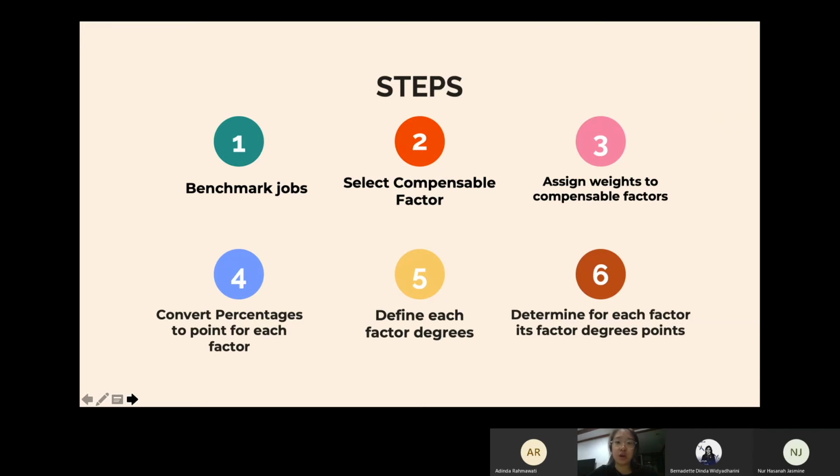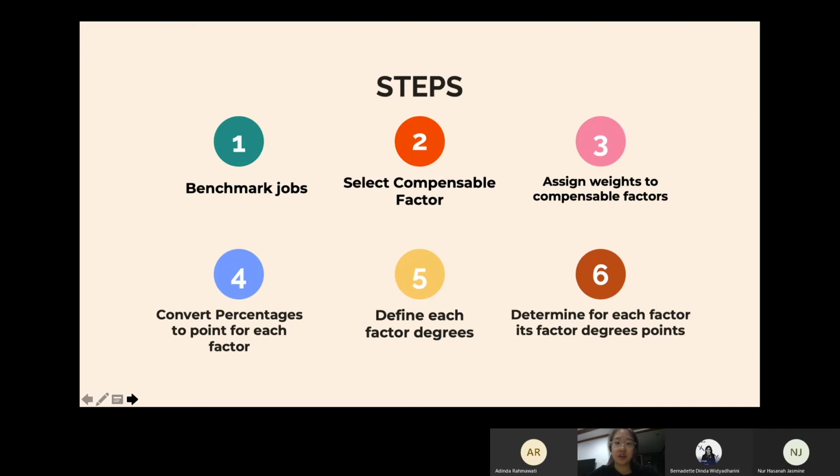And the fourth one is convert percentages to points for each factor. To convert percentages to points for each compensable factor, we can multiply the percentage weight for each compensable factor by 1000, which is assumed from the total working points. And by multiplying, we would get the maximum number of points for each compensable factor.